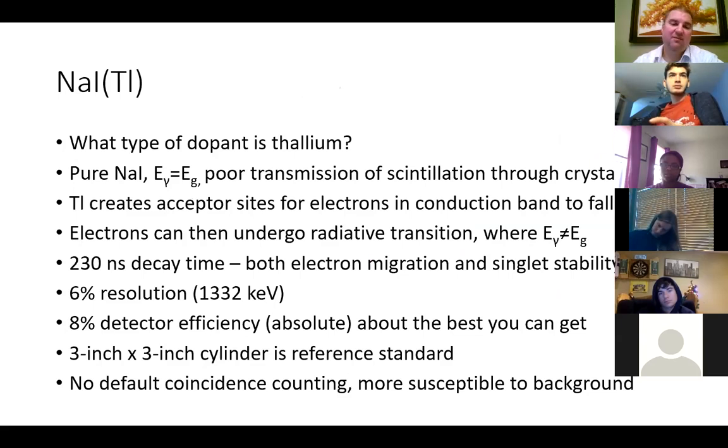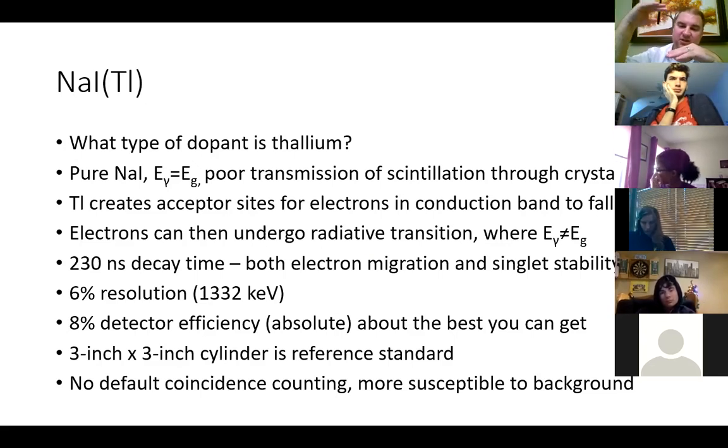For pure sodium iodide, one of the reasons why you don't use pure sodium iodide, even though it could scintillate with radiation, is because the energy of the photons that you could emit from the scintillating events would be perfectly matched to the band gap. So if you've got a gamma ray come in, it interacts, it causes energy to be deposited, it excites electrons, moves electrons from valence into the conduction band.